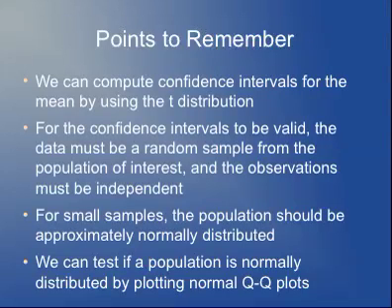So, things to remember today: you can compute confidence intervals for the mean using the t-distribution. For the confidence interval to be valid, you need to have a random sample from the population of interest, and they need to be independent of one another. And if your sample size is small, then your data needs to be normally distributed. And if you want to test if a population is normally distributed, you can use these normal QQ plots.